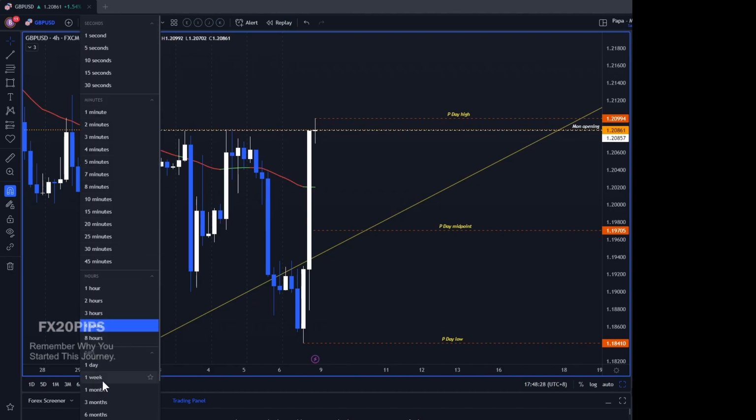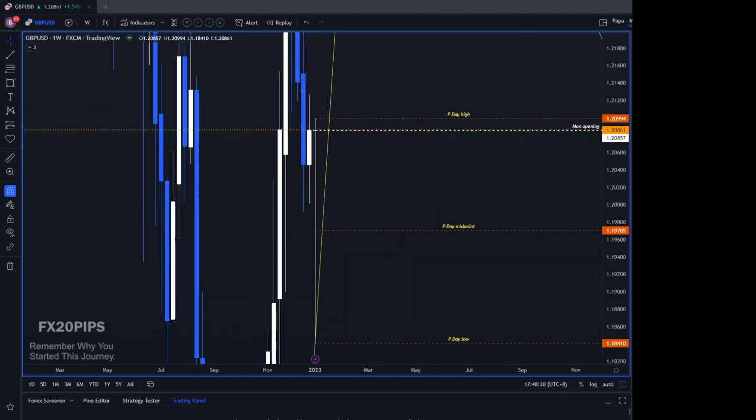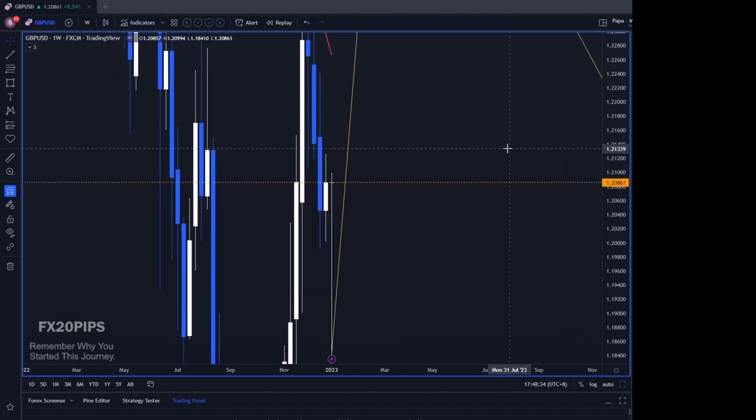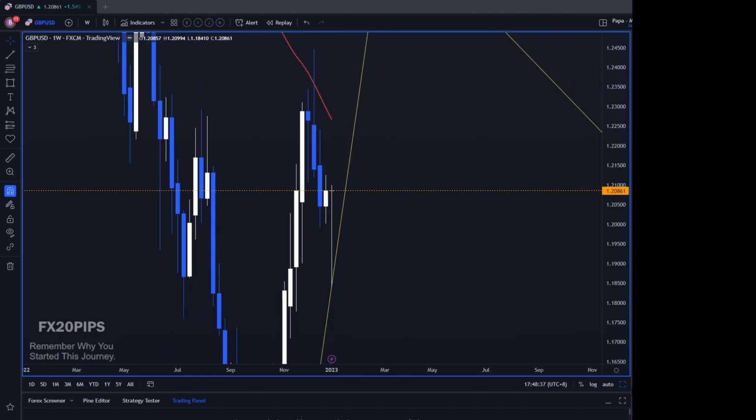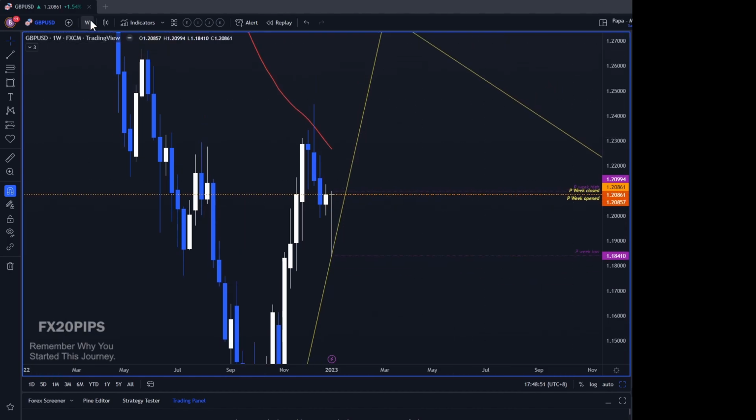Usually I go to the weekly. I would draw the previous week high, previous week low, and then the previous week open and close. And then go to daily.